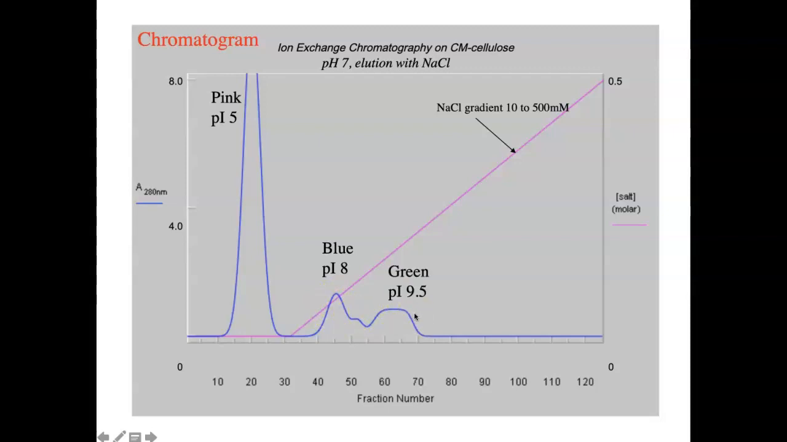There's probably one more. So hopefully what you can predict is that what didn't bind came off before salt was added. This would be the pink protein with pI 5. And then the order of elution would be blue, then green, right? Because our buffer pH is 7, and the pI is 8, the blue protein is 1 pH unit away from its pI, so it's a little bit protonated, but not too much. But the green protein is 2.5 pH units away from its pI, so it's very charged. And the larger the charge, the stronger the ionic bond.